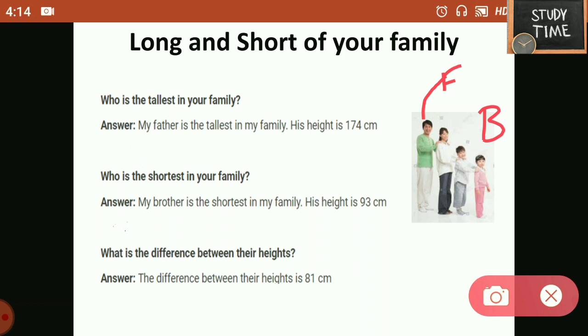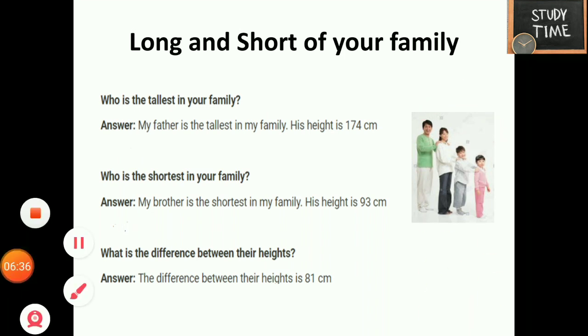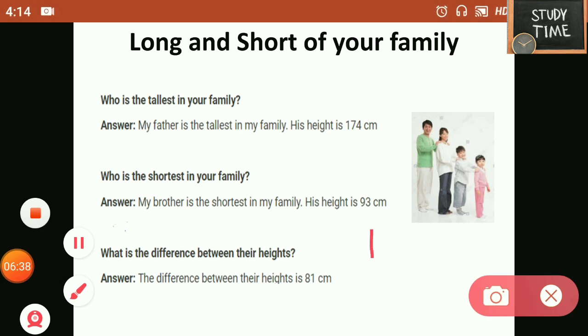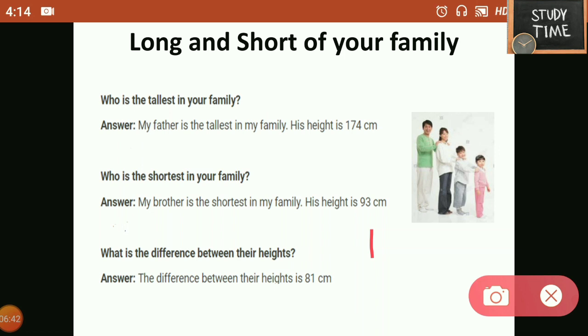What is the difference between their heights? You have to just subtract the height of the brother from the height of the father. See here, example 493. You have to subtract and write. You have to write your father's height and your brother's height.